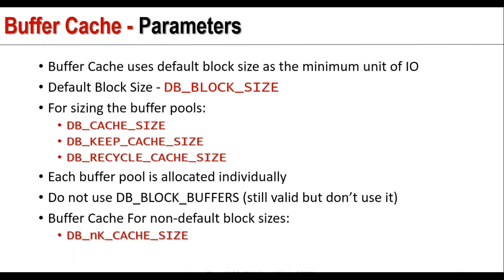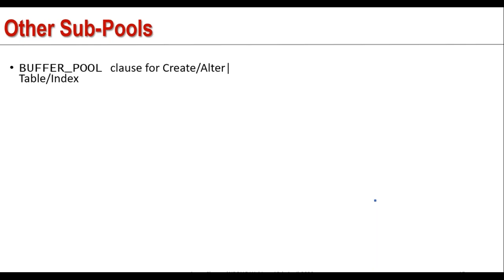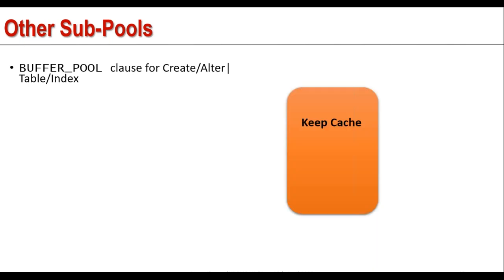But if you're going to create a tablespace of 16K, then you do need to use DB16K as the cache size. Now, these buffer structures are created in terms of something called buffer pools. These are available for you to set in your create command or in your alter command for either a table or an index. That is how you can tell which pool your system is going to use.